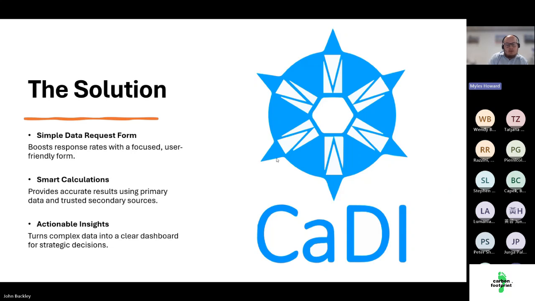A bit about the solution. As I mentioned, we want it to be a simple data collection form. It is a one-pager, collects all the data you need, no subsequent tabs, and it can be built into your supply chain forms. It can be sent out in an email. It has the calculation levels off the back of it that use both the primary data you get from your suppliers, but also, the reason we built this into CaDI and why we thought it was a good fit is we have all this secondary data available.